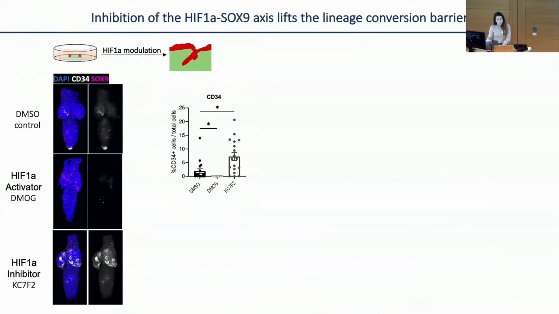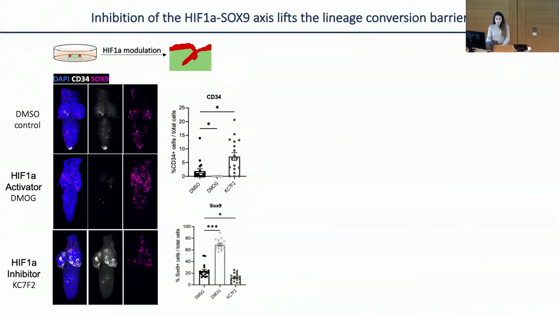We were also interested to look at SOX9, which is a well-defined transcription factor involved in plasticity, and that has been described to act downstream of HIF1 alpha. And we found that indeed in our model, also HIF1 alpha and SOX9 go hand in hand, suggesting that SOX9 may be regulated by HIF1 alpha.